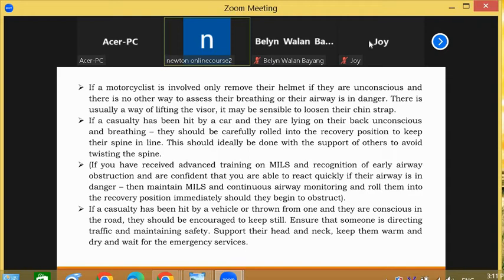If the person is unconscious and breathing, first you have to maintain the recovery position. To maintain the spine means the backbone. Okay, the backbone of the patient should be straight.